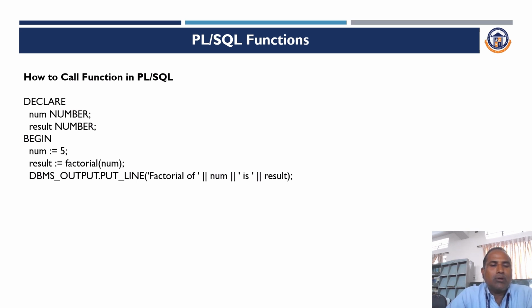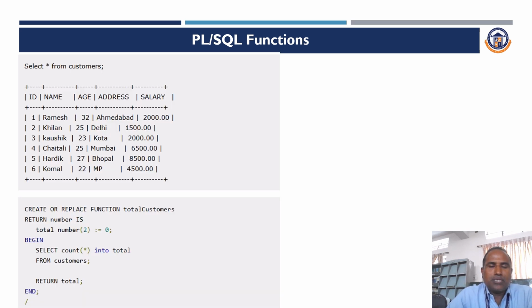For example, if we are going to calculate the factorial of 5, we have to pass the number 5 to that function. Then that function will calculate the factorial of 5 and return the result. Result is factorial of num. Then finally we are displaying the value, that is result. Now an example using queries.